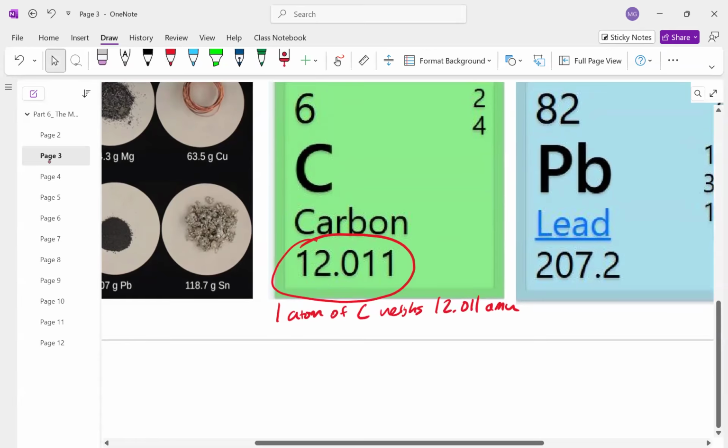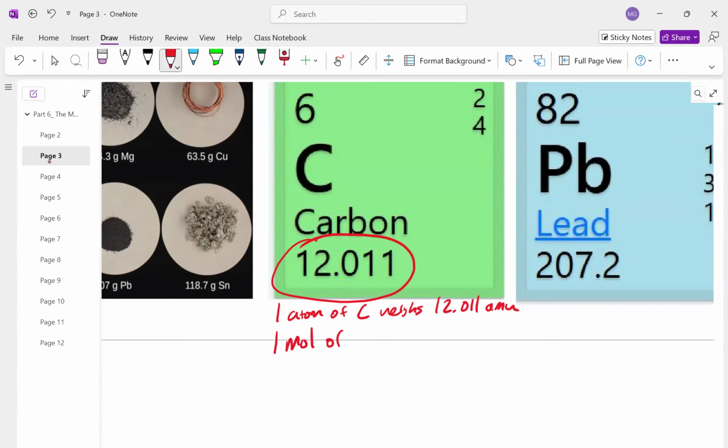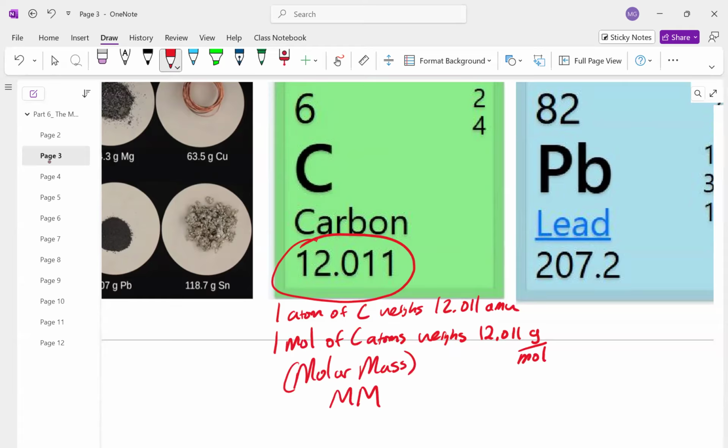Well, what we can do is now use that same number and the terminology of using a mole to relate it to mass. 1 mole of carbon atoms weighs the same number, 12.011 grams per mole. And we call this molar mass, or I might use the abbreviation MM.